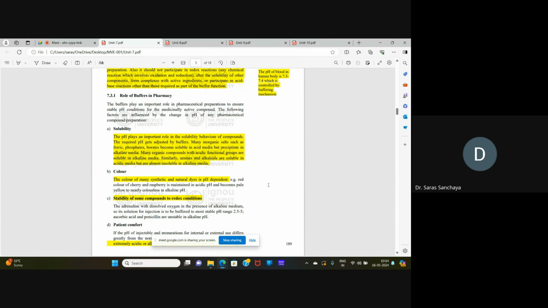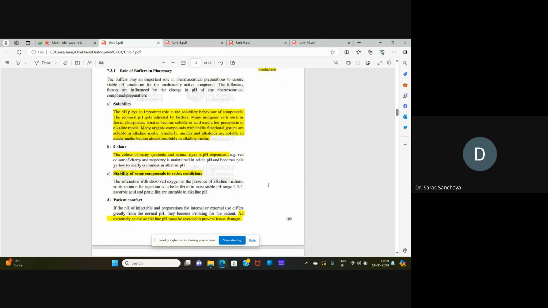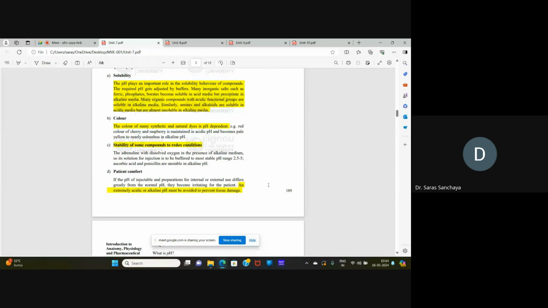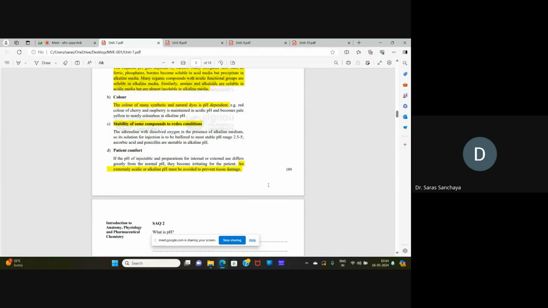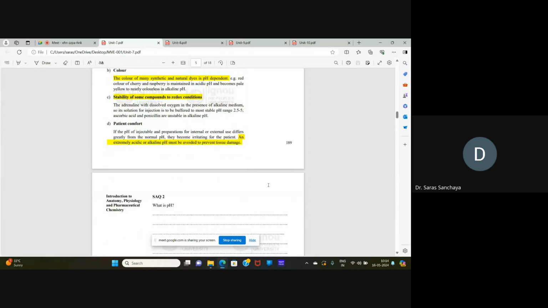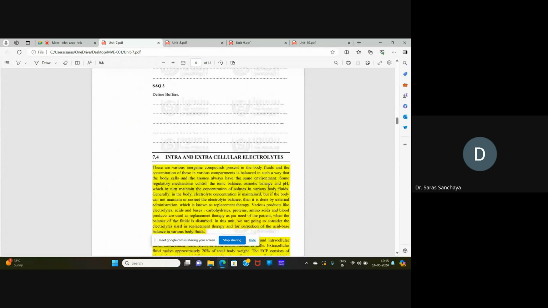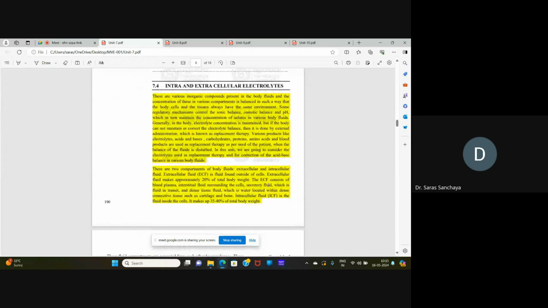So stability of compounds in redox reactions is also one characteristic. Patient comfort: an extremely acidic or alkaline pH must be avoided to prevent tissue damage. So extremely acidic or basic solution can damage any body tissue. Now, intra and extracellular electrolytes.